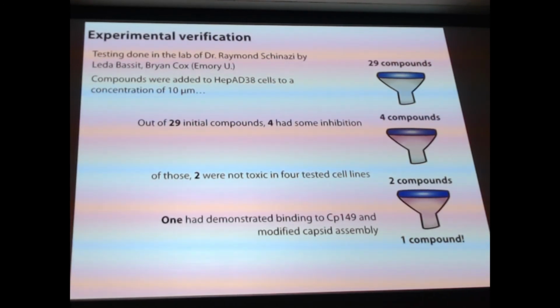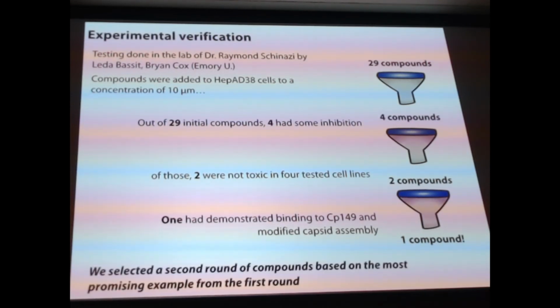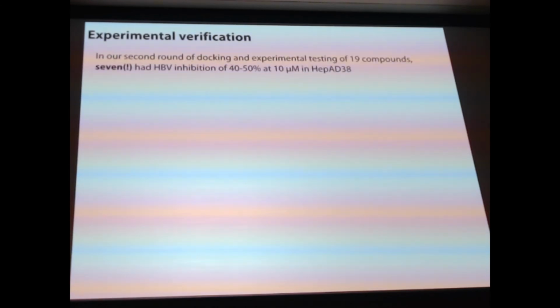So we've continued along these lines, and we've used this one compound to look for similars and design a second round, a second generation of compounds. They're showing that not everything is just random, thankfully. From that, in our second round, we picked 19 compounds for experimental testing, and 7 of them had demonstrated inhibition in this Hep cell line.